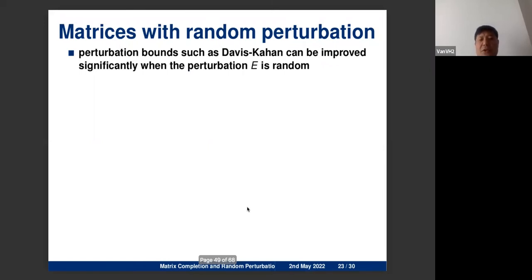There are many other versions of this, but I hope I capture some of the main ideas. But the new idea here, which I want to introduce in this talk, is that we have a matrix with random perturbation, or you can understand it as a random matrix with arbitrary mean. The key observation, which I started pursuing in this direction about 15 years ago, is that perturbation bounds, such as the Davis-Kahan bound, can be improved quite significantly when the perturbation is random.